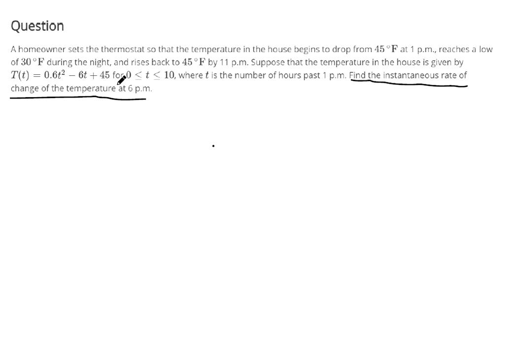They give us a function where T is the number of hours past 1 p.m. Okay, that makes sense. So we're supposed to find the rate of change in the temperature at 6 p.m. That means T equals 5, because T represents the number of hours past 1 p.m. So that'd be 5 hours past. So to find the instantaneous rate of change, we're looking for T prime of 5. That's what this notation means: the derivative, or the instantaneous rate of change at 5.